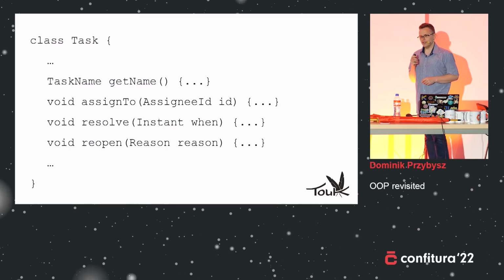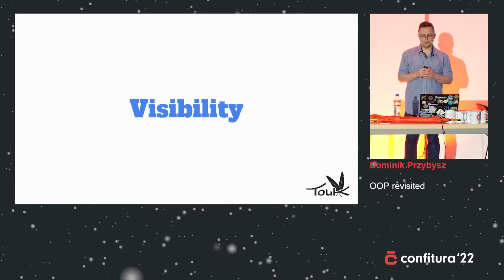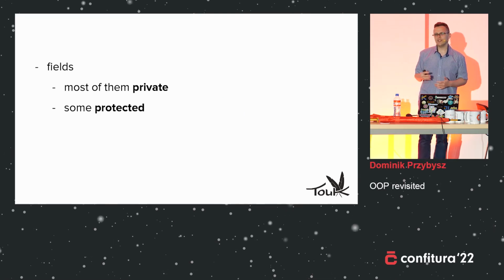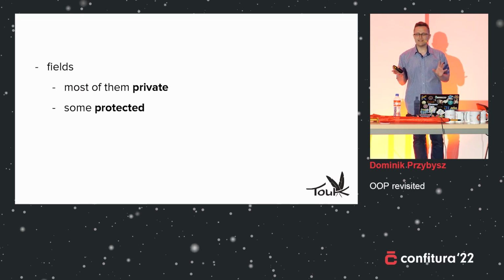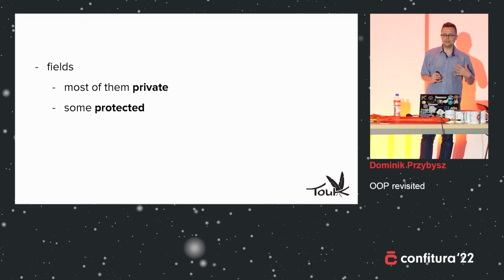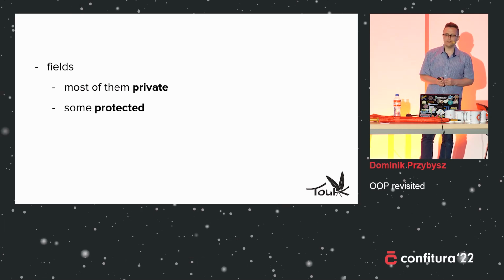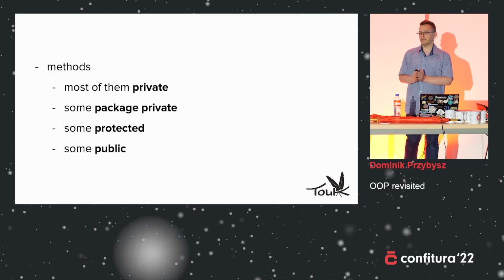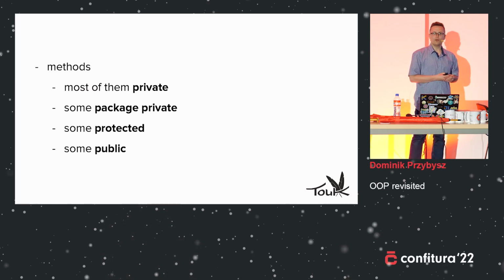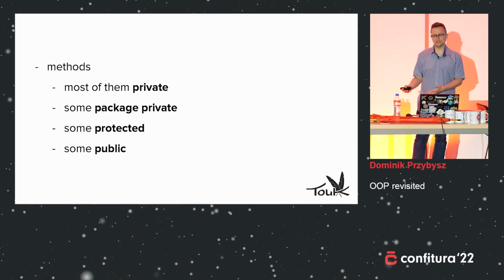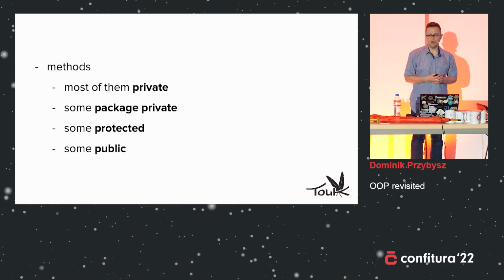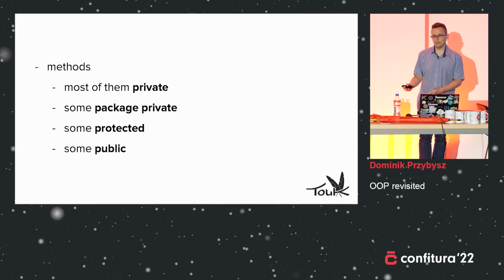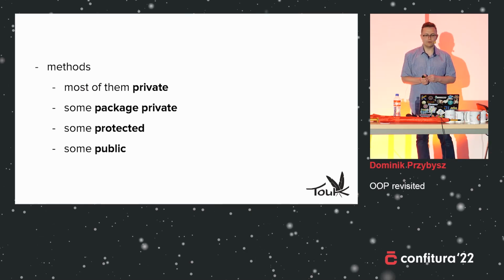Okay, here it is also crucial to mention the terms of visibility. Of course, on the level of fields, probably you know that everything should be private. Maybe in some situations, a field could be protected if you want to support inheritance. On the level of methods, most of the methods should be private. Why? Because we are trying to follow the clean code from Uncle Bob. So we are creating a lot of small methods, and they should be private inside our code.